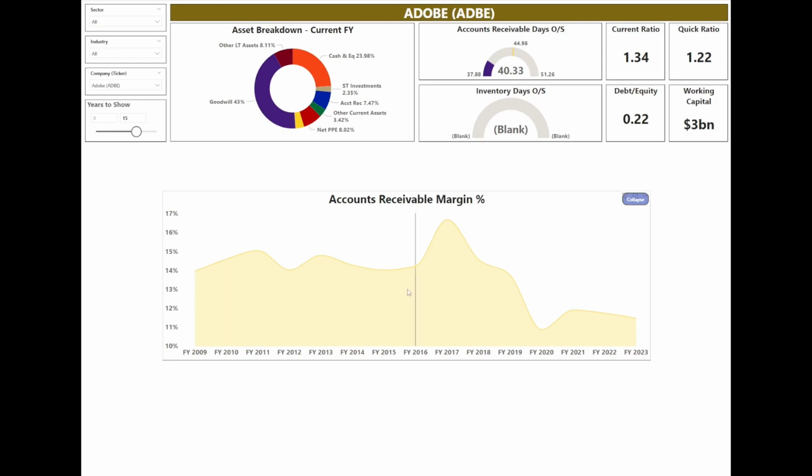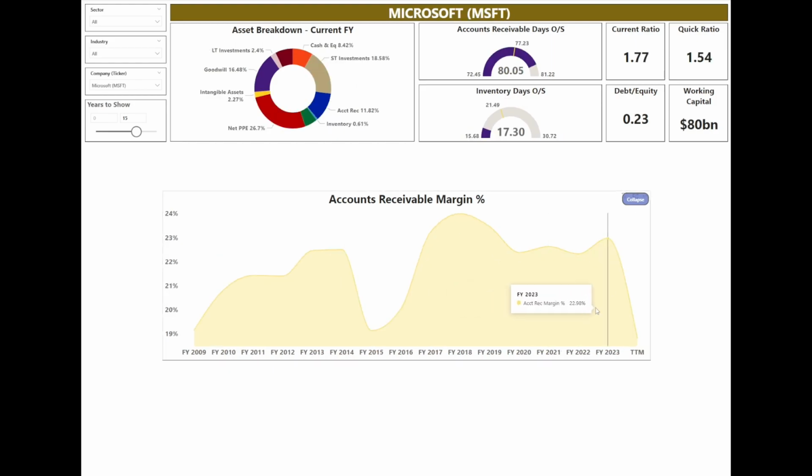Also, it's good to compare this with other businesses in the same industry. You want to see an accounts receivable margin for the particular business you're looking to invest in lower than its competitors. So Adobe right now is below 12%, for example. Contrast that here with Microsoft, which right now is sitting at 22.98% in their last fiscal year, and on a trailing 12 month basis at just over 18%.